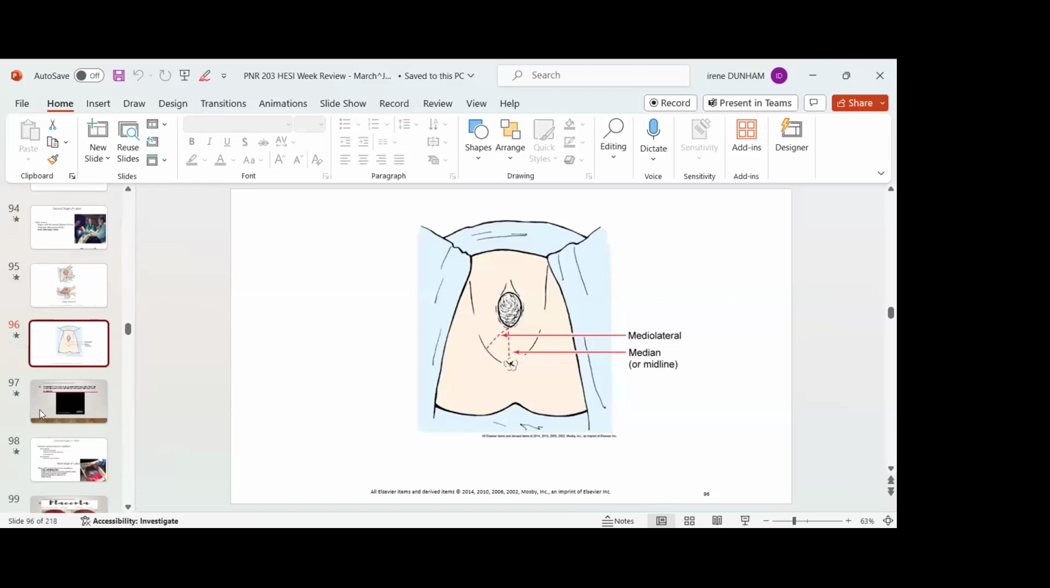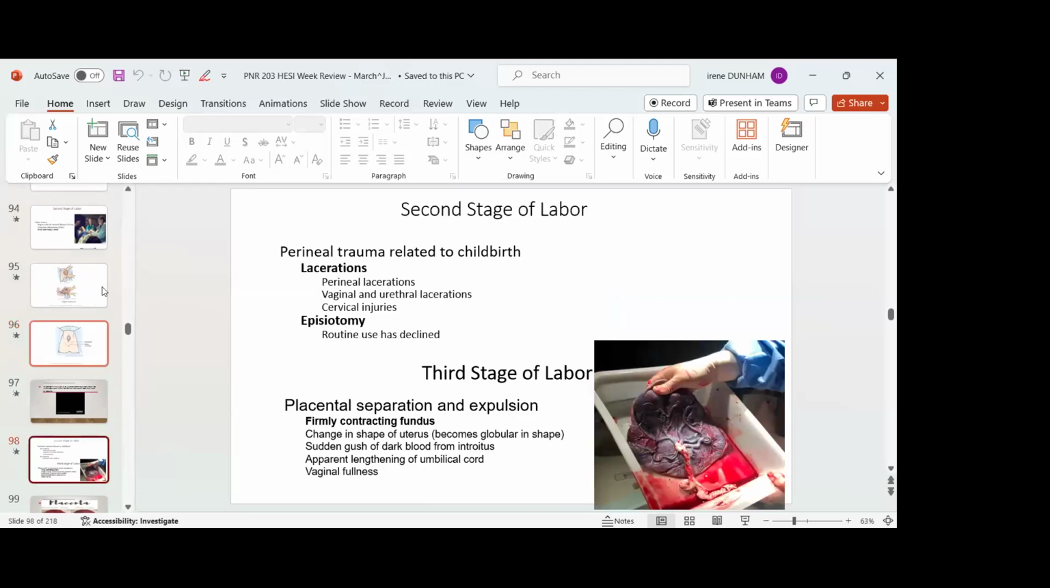I'm going to skip over the episiotomy video I have in here. You can look at that yourself. Second stage of labor, remember we have the lacerations. Lacerations can occur during the pushing, but after delivery you have to make sure that if she has a trickle of blood constantly dripping, then she may have a laceration.